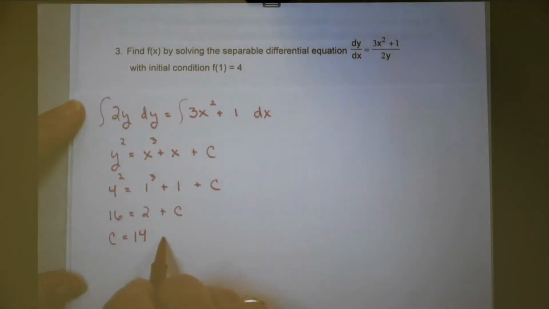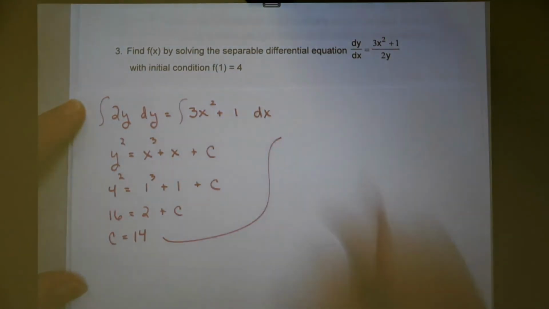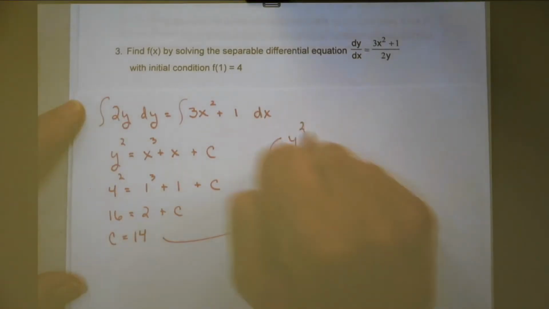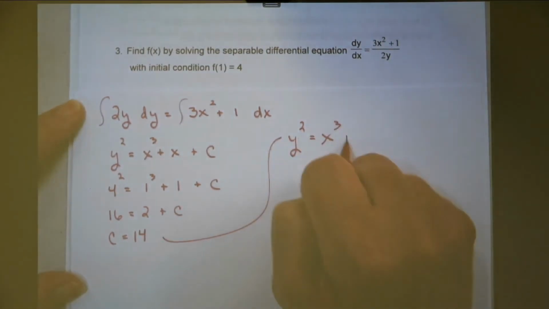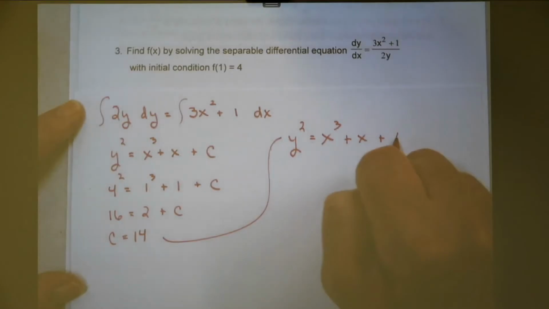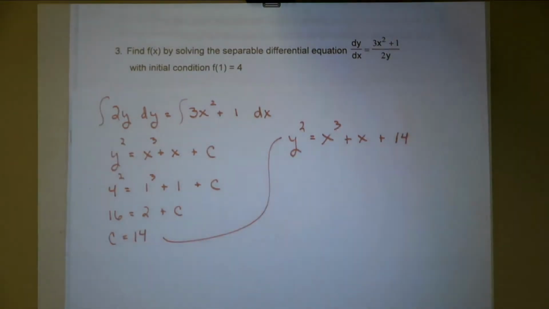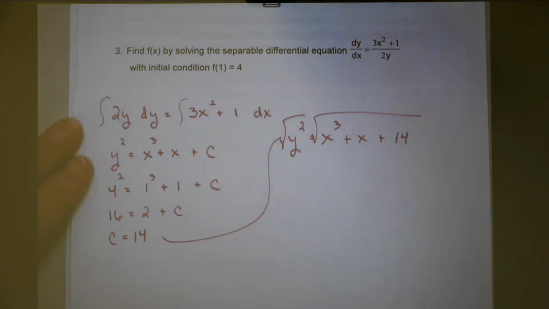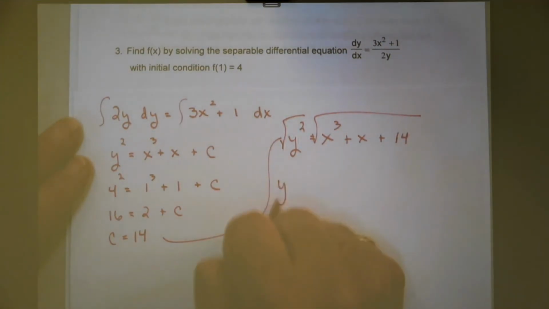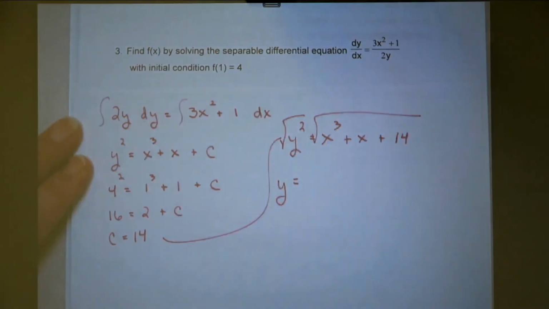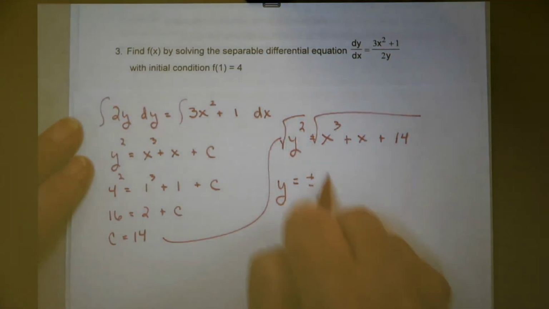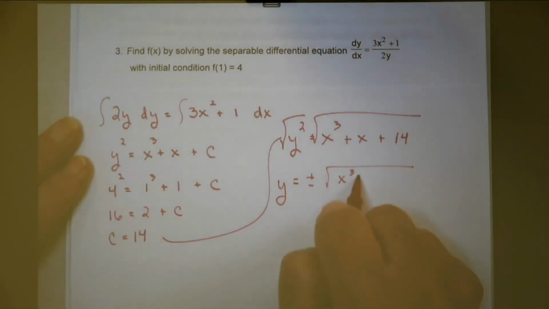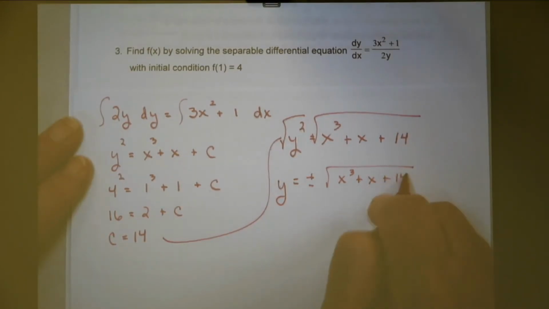Okay, so at this point we know that y squared is x cubed plus x plus 14. The problem is we don't have y by itself, so we don't have a function here. So we're going to take the square root of both sides. Square root of 25 is 5, and it is also negative 5. Don't forget, you have a positive and a negative side of this equation.